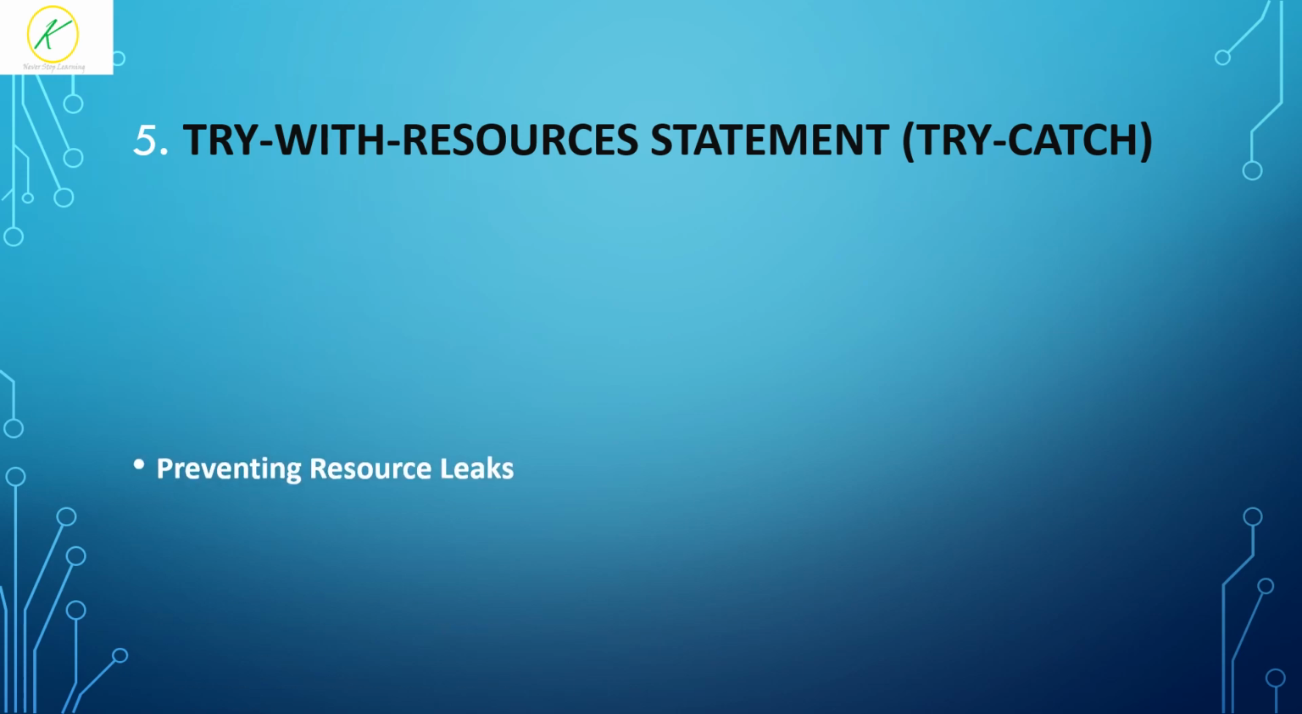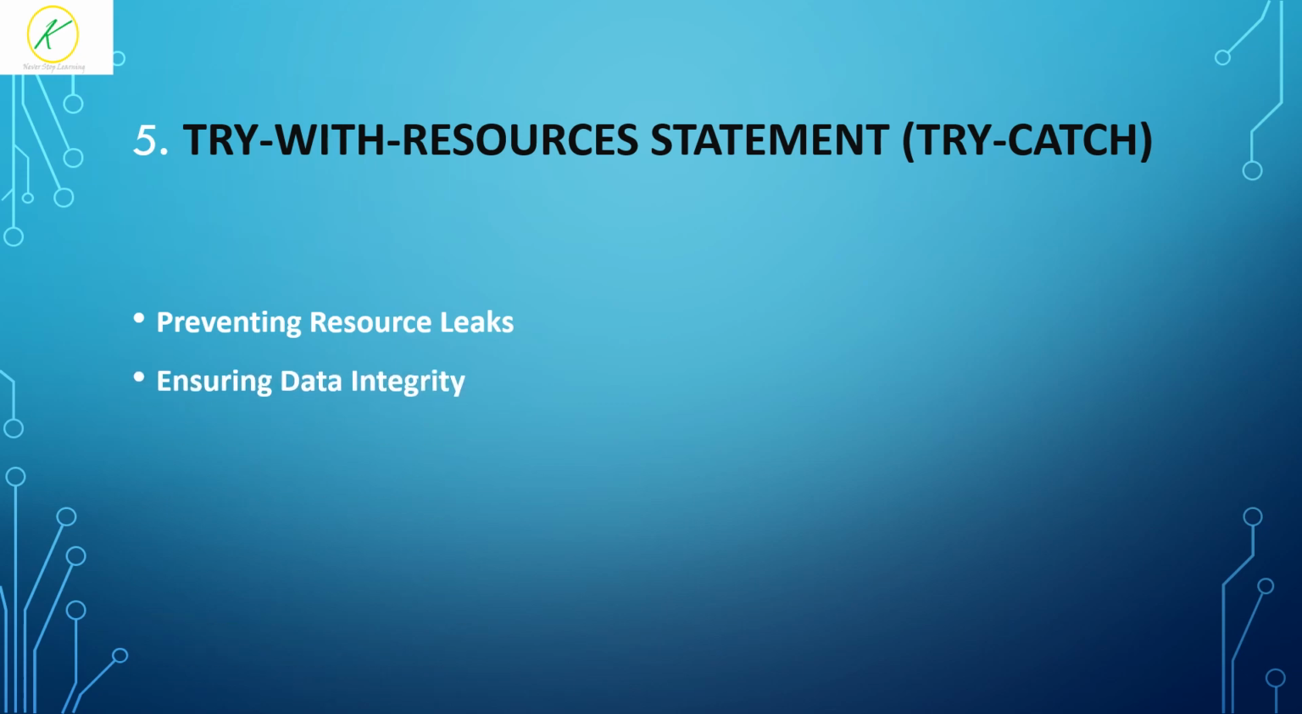Preventing resource leaks. Not properly managing resources can lead to resource leaks, where resources are not released or closed after use. This can result in reduced system performance and, in some cases, exhaustion of system resources. Ensuring data integrity. Proper resource management is essential for maintaining data integrity. For example, failing to close a file or a database connection after use may lead to data corruption or loss.